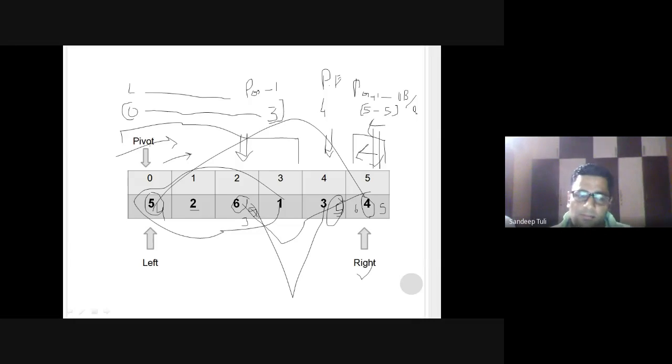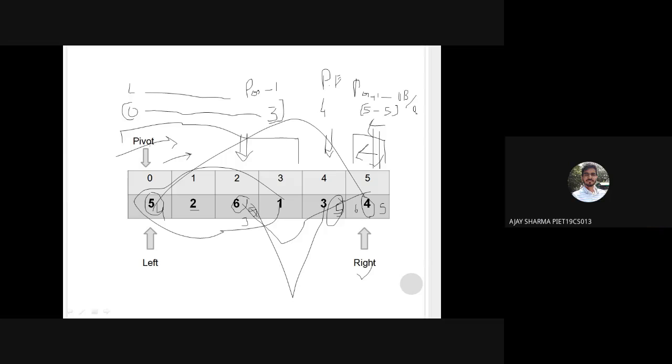And again, the size of the two different arrays will not be the same. Like in merge sort, we saw that every time we are dividing it into n by 2 and n by 2. But in this, we will not divide in this way. The size of the subarrays may differ. Is it okay? Yes, sir.